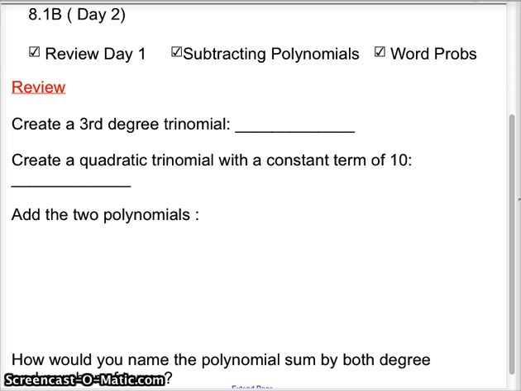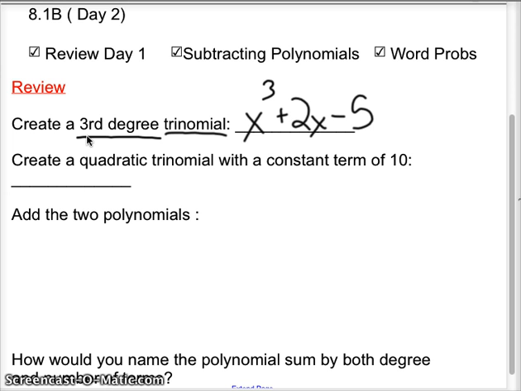So, create a third degree trinomial. Well, third degree means I need to have an x cubed in it. Trinomial means it needs to have three terms. So I'm going to toss in a 2x and a minus 5. So there is a third degree trinomial. It has a term with a third degree. A trinomial means it has three terms.